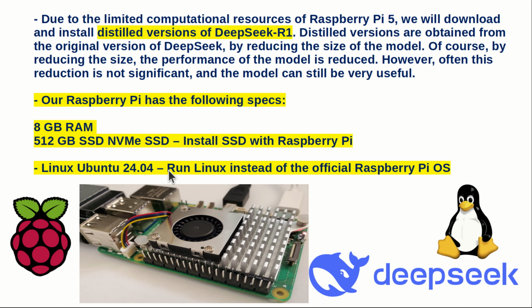Another important suggestion is to install SSD on your Raspberry Pi. This is to increase the read and write disk speed, which will significantly speed up the performance and improve the performance of your Raspberry Pi 5. I have created 2 video tutorials explaining how to integrate SSD with Raspberry Pi and how to install Linux Ubuntu on the SSD.